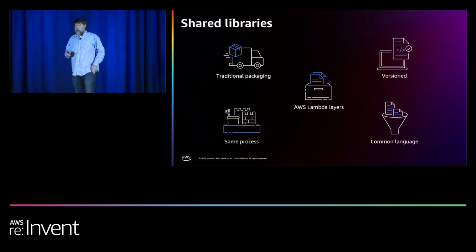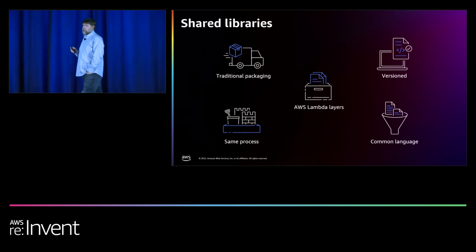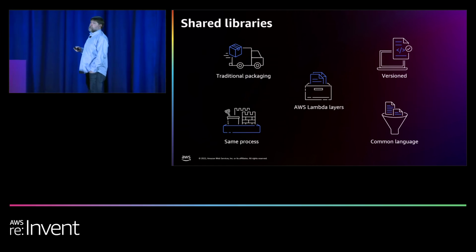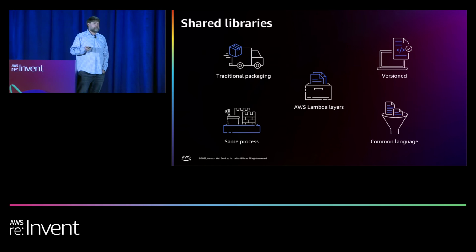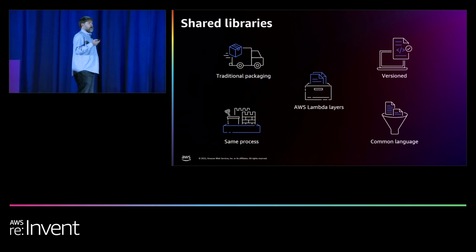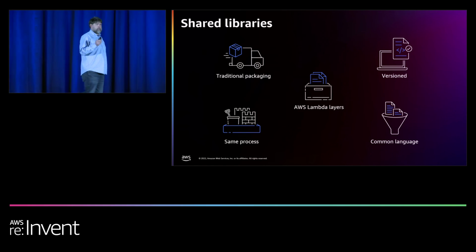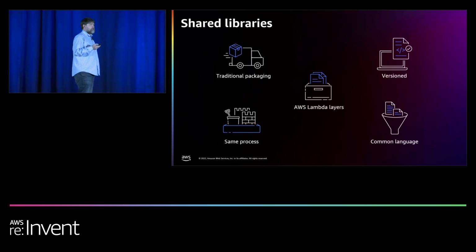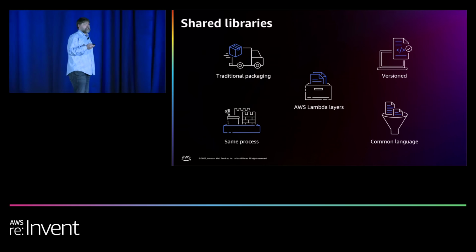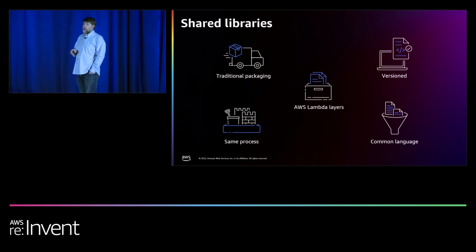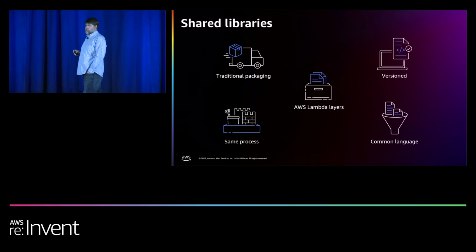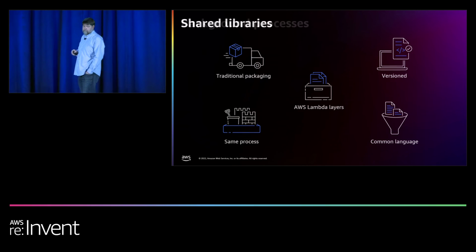So how do we solve that problem in Lambda? We came out with Lambda layers. So Lambda layers is a mechanism for you to do shared libraries in Lambda. Lambda layers are independently versioned, provisioned, and deployed, and you attach them to your function. So now you have one copy of your shared library that you can attach to all the functions inside of your microservice.